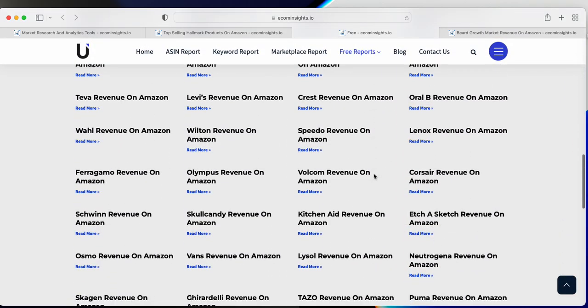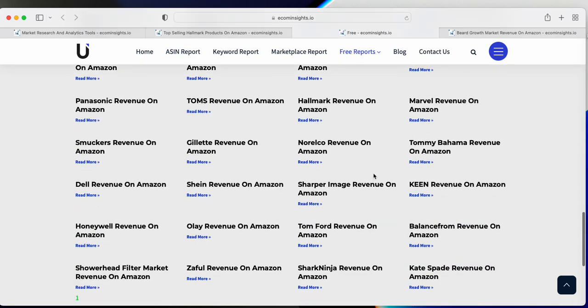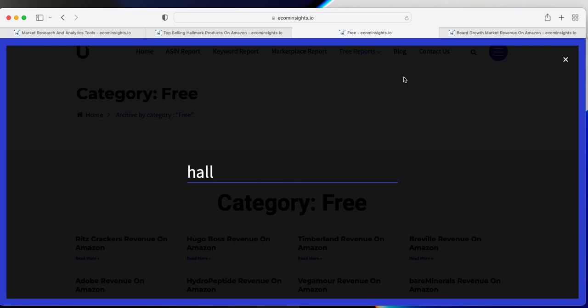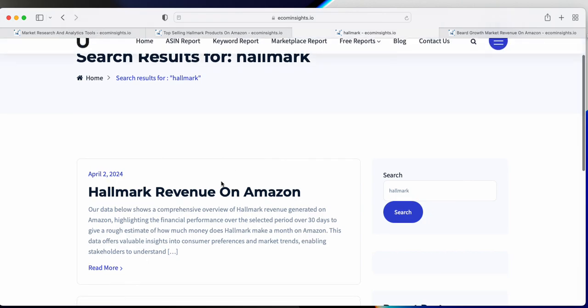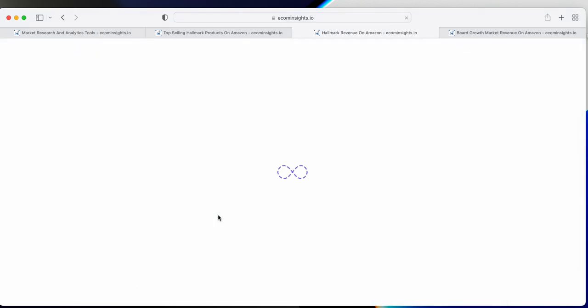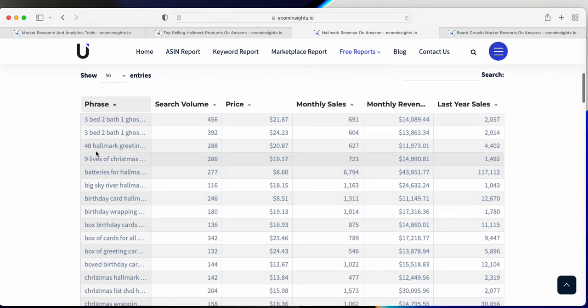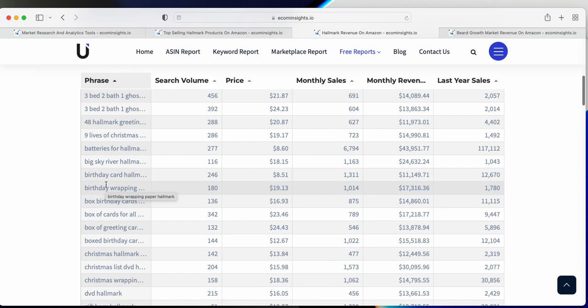Now, another way you can look at this is if you go to these free reports, let's see if we have Hallmark here. Let's go ahead and type in Hallmark. Here we go. So this is a combination, again, the free revenue. You can see this is another birthday card for Hallmark. This does 246 searches per month, average price of $8.51, over 1,000 sales per month, about $11,000.